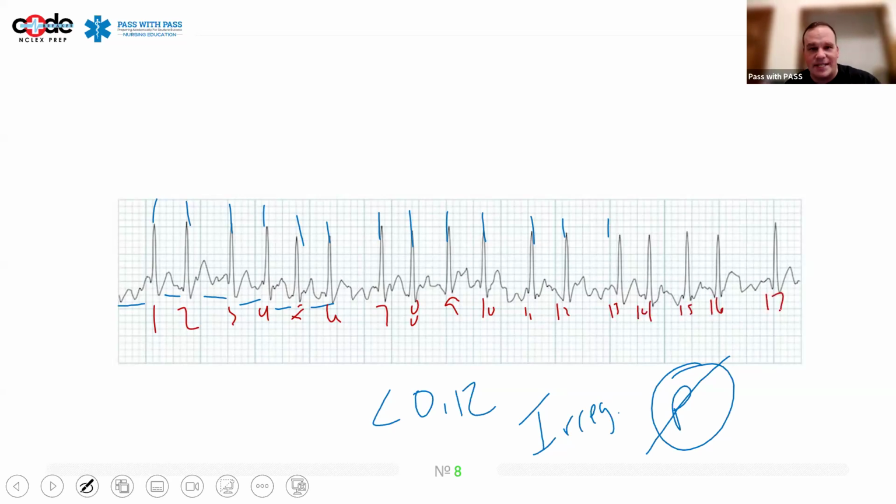So I have 17 ventricular beats in this 6-second strip. How do we figure out that rate? 17 times 10 equals 170 beats per minute. So if this indeed was a 6-second strip and I have an Afib at 170 beats per minute, at that point, we're certainly talking about Afib with RVR.